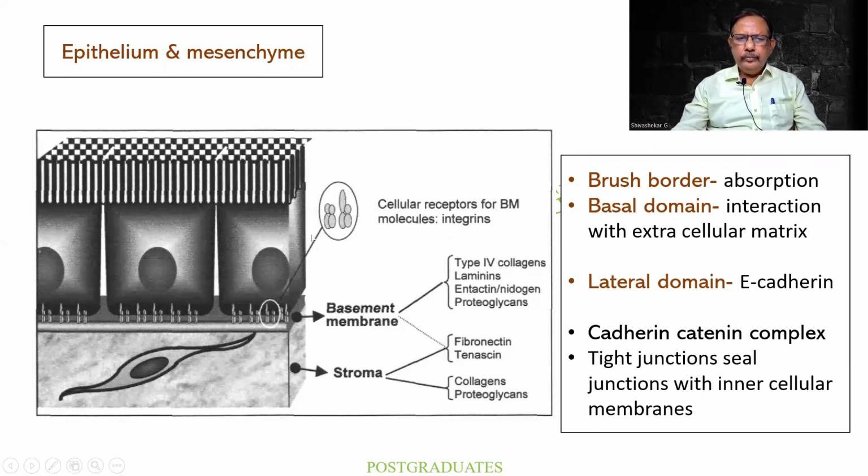Now in this, what else have we seen? There is a basement membrane which has molecules of integrin, and they may be type 4 collagens, laminins, entactin, nidogen, and proteoglycans. The stroma can also have fibronectin, tenascin, collagens, and proteoglycans. So you find that there is a mesenchymal cell surrounded by abundant matrix. There is absolutely no relation between the cells. They are rather haphazardly arranged, but there is a lot of chance for plasticity and fluidity.